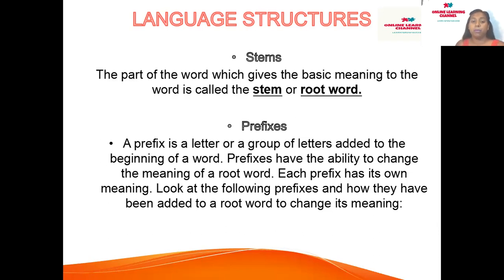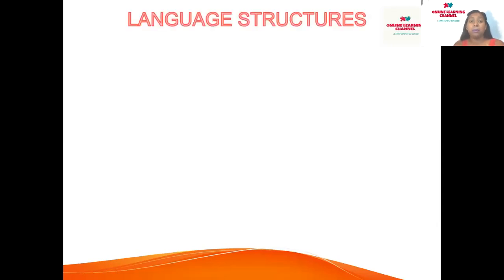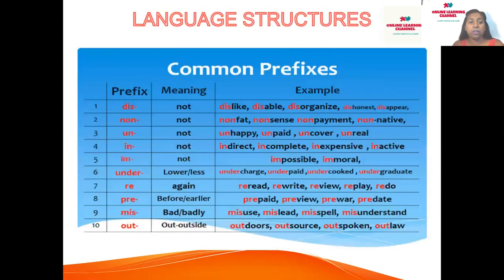We did this before. Look at the prefixes below and how they've been added to a root word to change its meaning. So I do have an example of a picture here with some of the prefixes that I downloaded for you guys. Let's look at the first one. The prefix we're adding is dis, D-I-S. Dis means not, like to not do something, right? Let's look at the first one, dis.